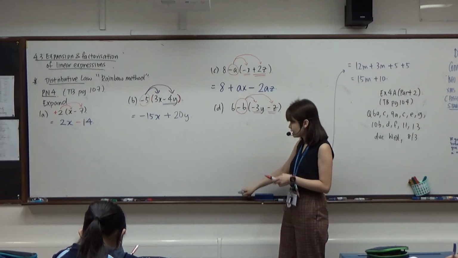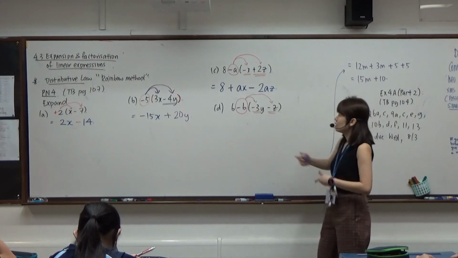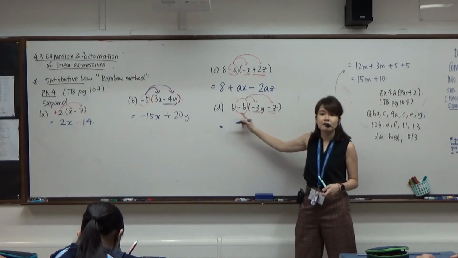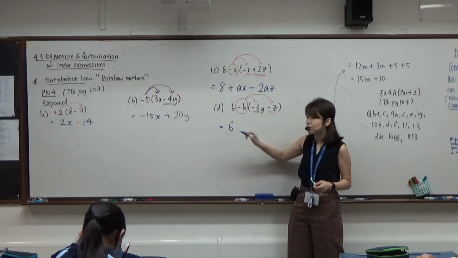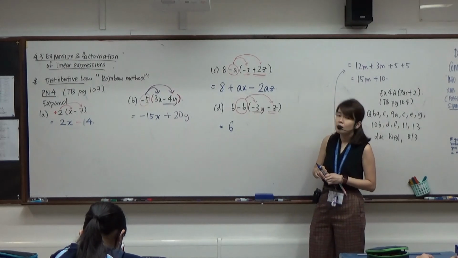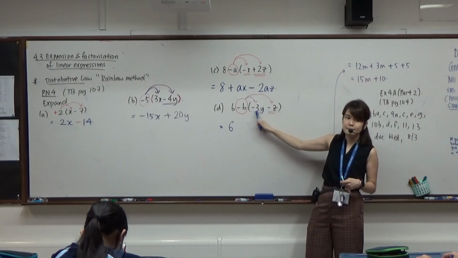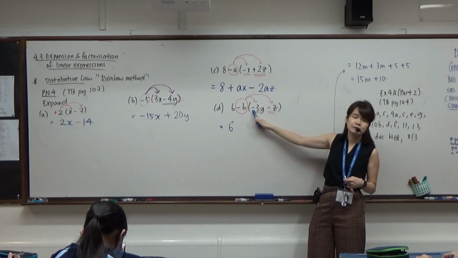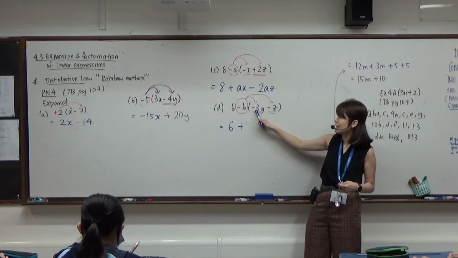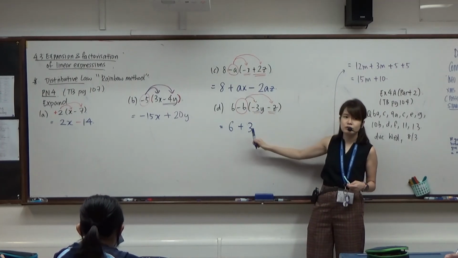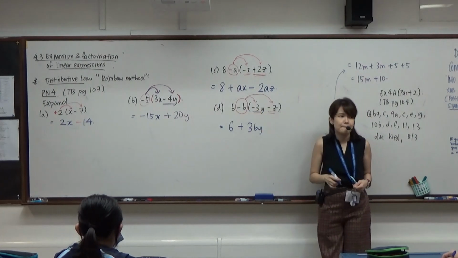So similar to what I did in part C, my 6 doesn't get affected in terms of my expansion. Just like my 8, my 6 will be brought down. Then after that, my minus b multiplying with my minus 3y. Minus and minus gives us a plus. There's no number with the b, so nothing to multiply for the 3. I'll just retain it as 3. b and y multiply with each other, we get by.